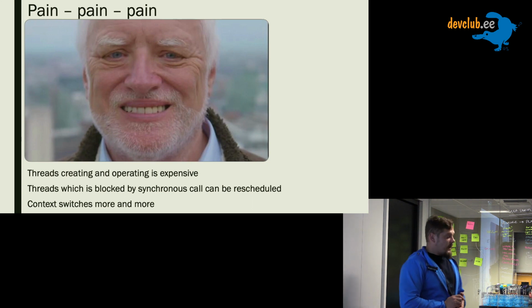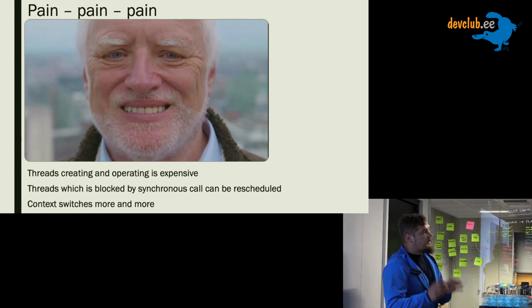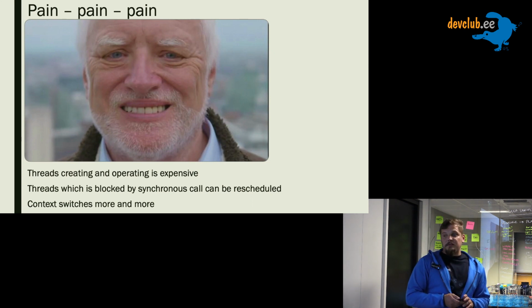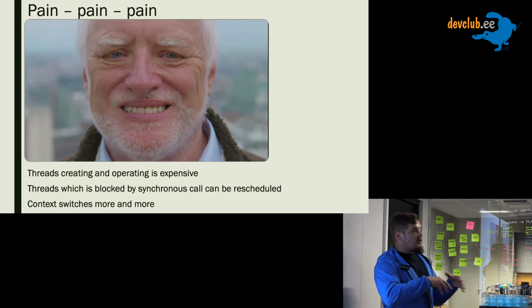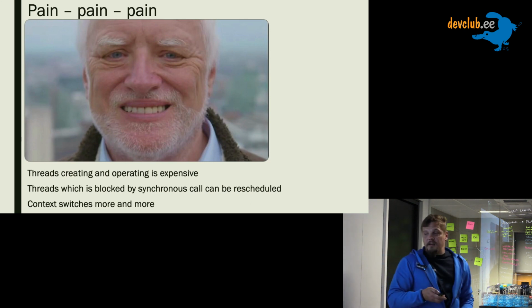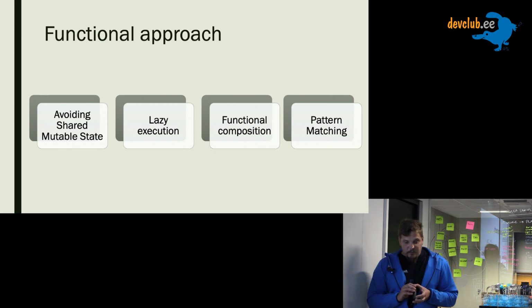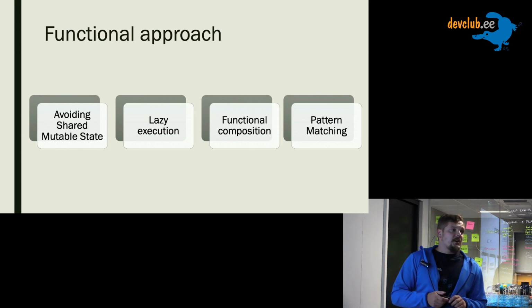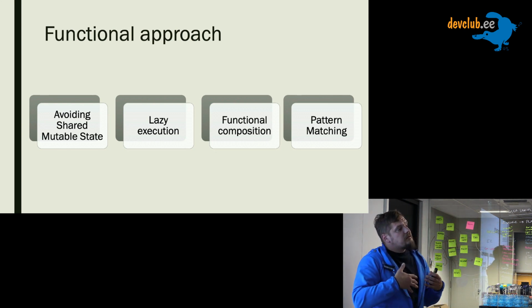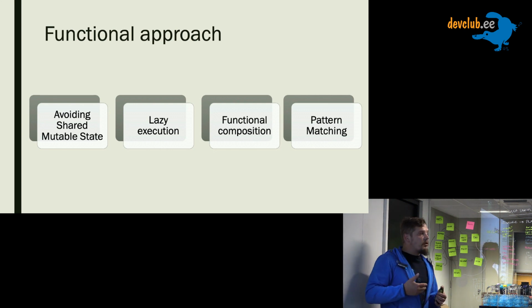So thread creating and operating is expensive for everybody, even for other processes. Threads which are blocked by a synchronous call can be rescheduled by the OS kernel. And if you have a lot of threads which are blocked, it means that you constantly will have context switches with all this pain inside. And this was the intro, which introduced how the modern hardware, how the modern processor is working.